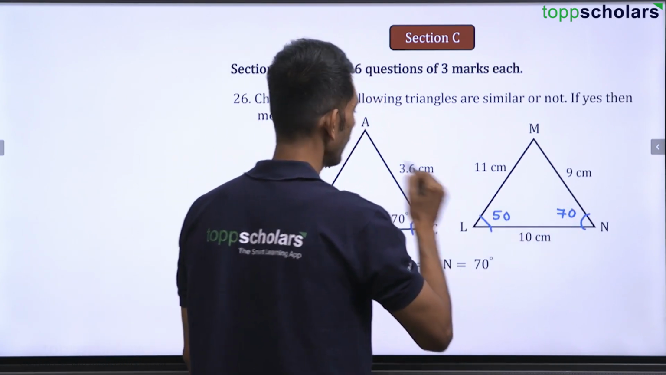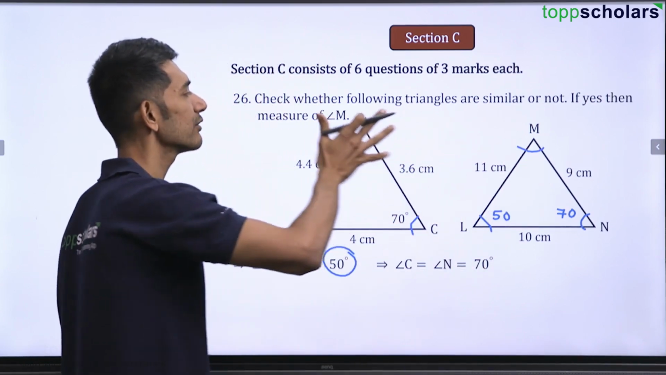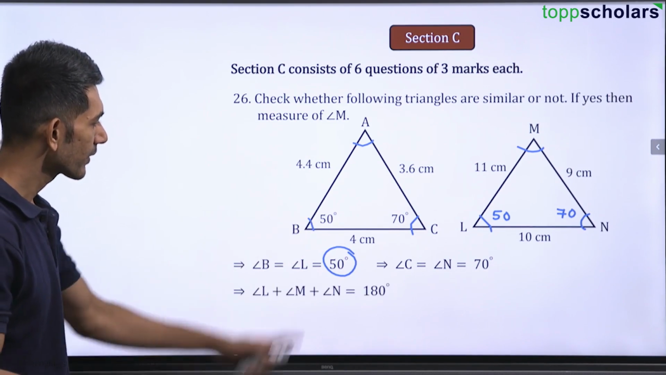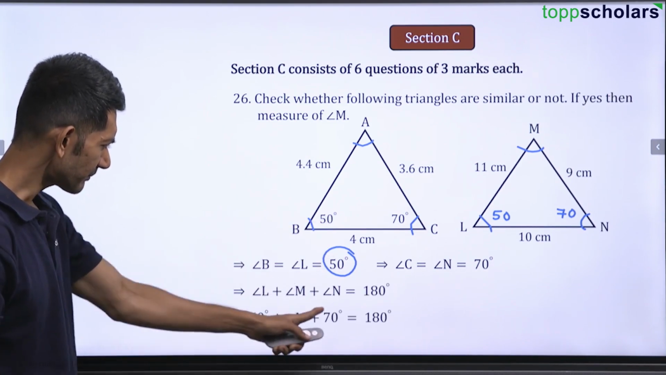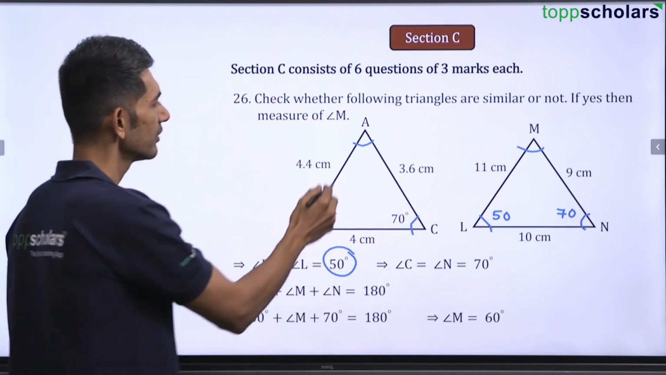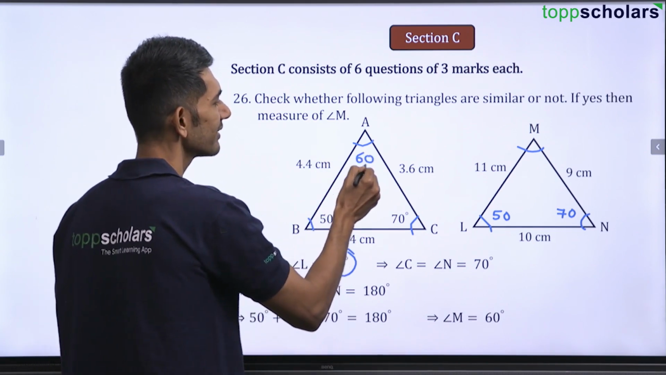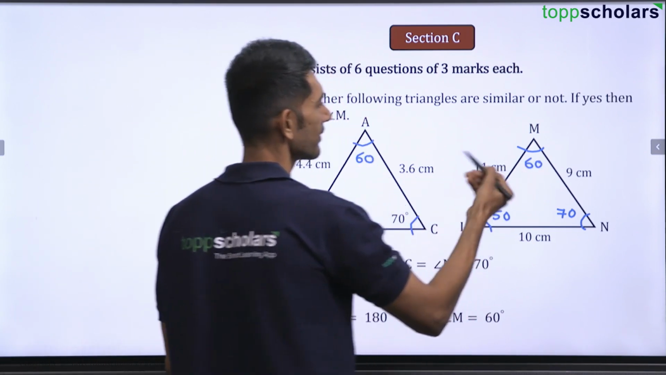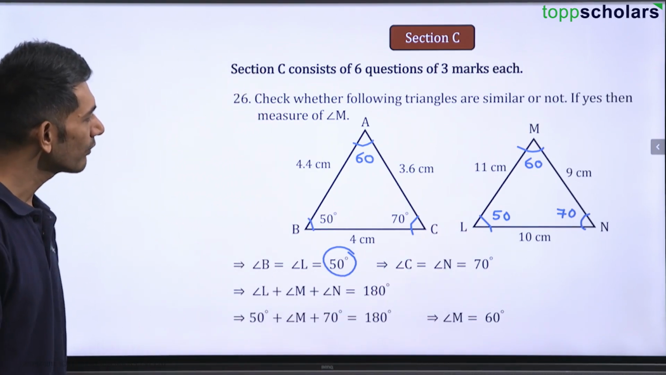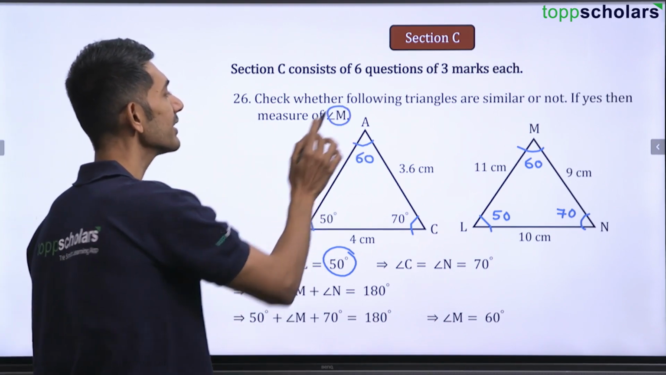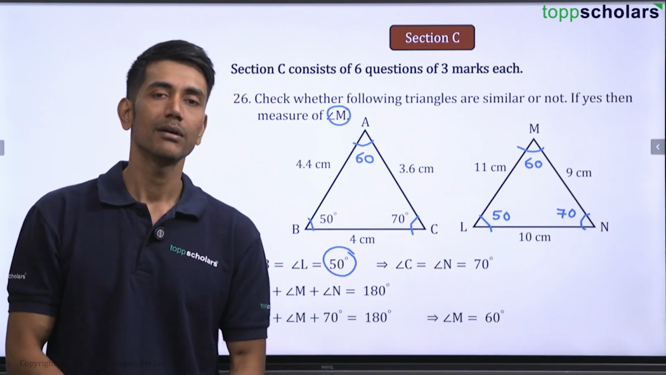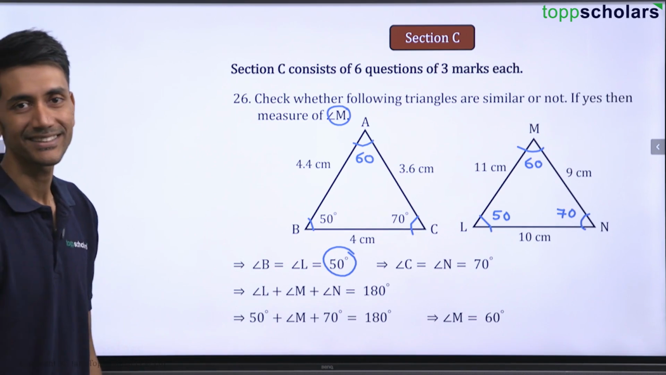This is 50. Now what is the sum of all angles of the triangle? The sum of all angles of the triangle is 180 degrees. 50 plus 70 is 120. And then you can subtract 120. So we can say that angle M is equal to 60 degrees. So this is 60, and once you get this as 60, this also becomes 60, right? That's it. Easy. I hope this is clear to all of you. So finally we have found angle M. See, we can find the angle only if the triangles are similar. If the triangles are not similar, then it's not possible, right?